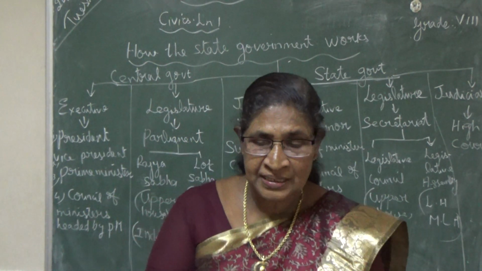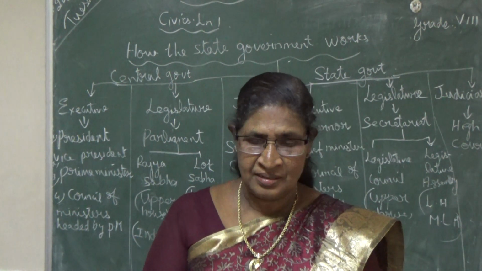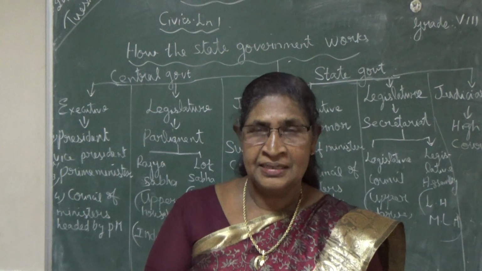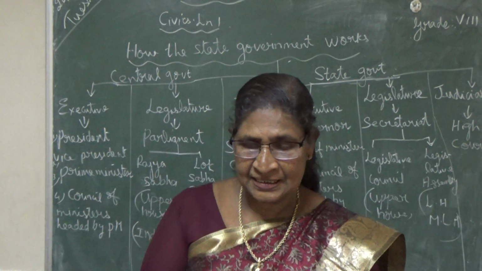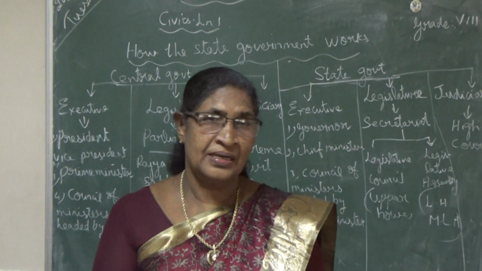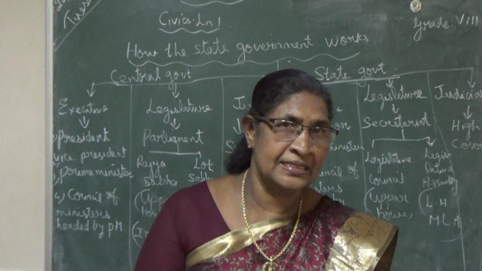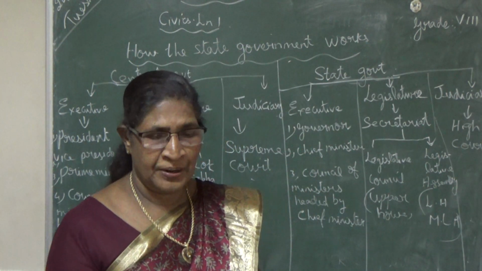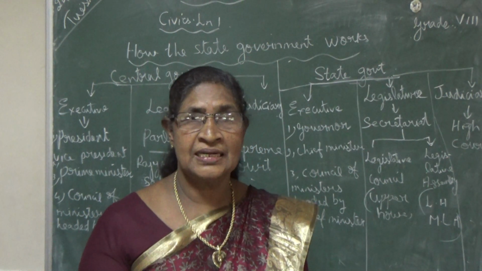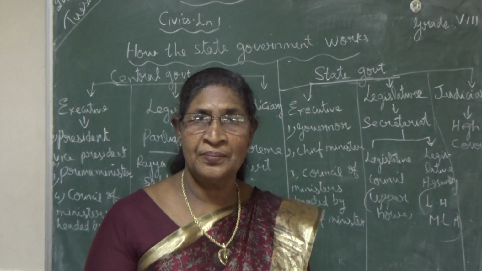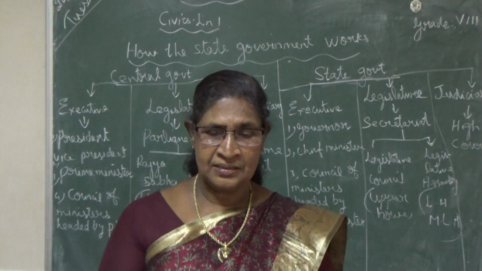Here the governor may nominate one Anglo-Indian from the Anglo-Indian community to the legislative assembly. Why? If Anglo-Indian people are living in a state, the governor has the right to select one person or one member as the Anglo-Indian representative to the legislative assembly.